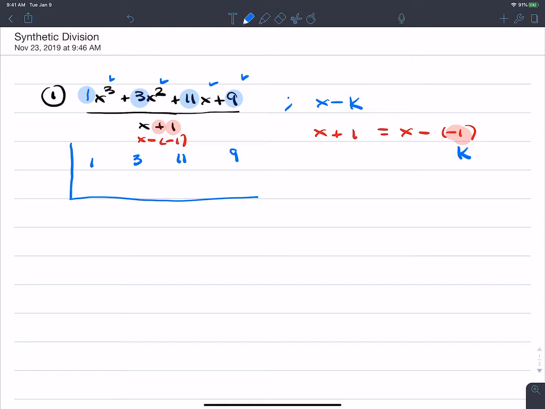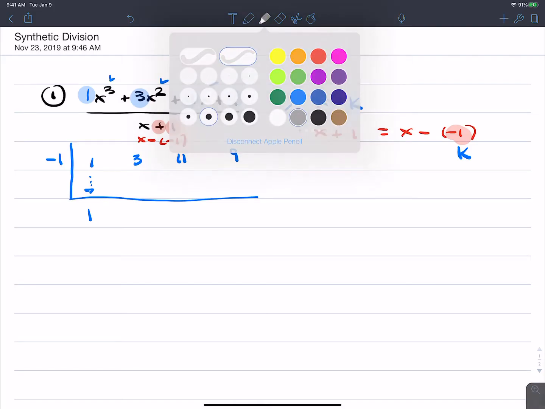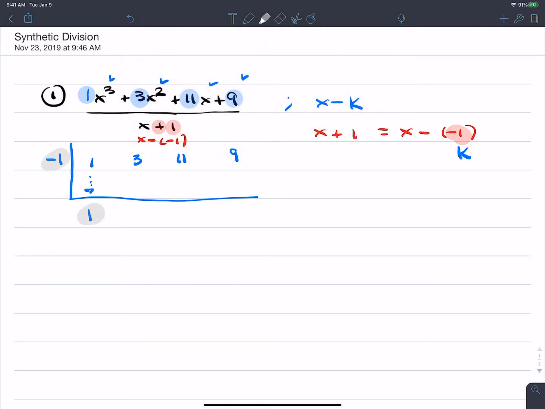Okay, so since k is negative 1 here, we're going to start the synthetic division process. We're going to bring down the 1, goes down here. And remember, what we do here now is we take the negative 1 and multiply it with positive 1 to get negative 1, and this is where we place the answer. We're now going to add here, or in this case subtract. We have 3 minus 1, which is going to give us 2.